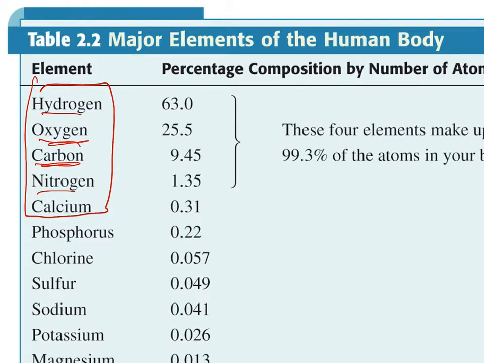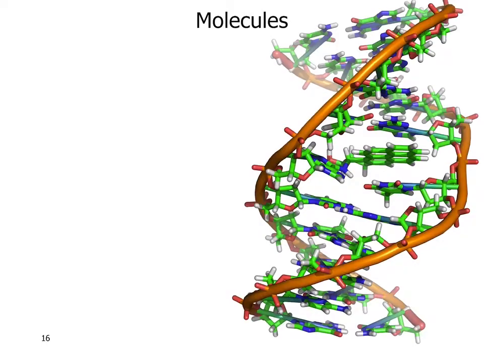So it's interesting to know that 99.3% of atoms are made up of these four elements here at the top. So just kind of interesting information here.